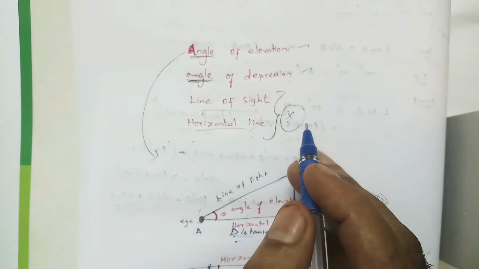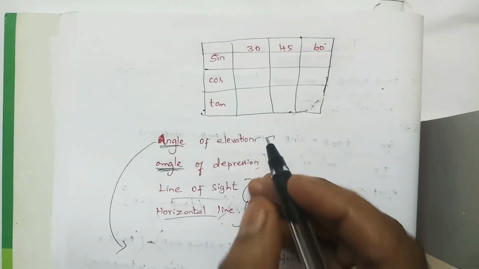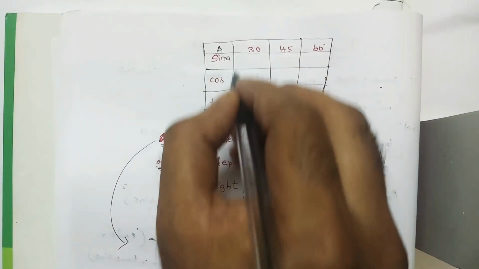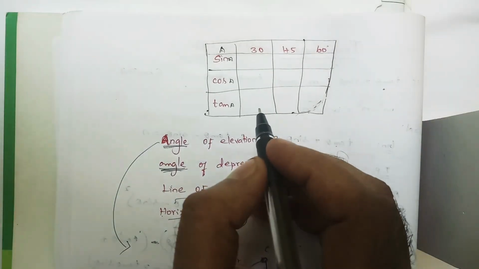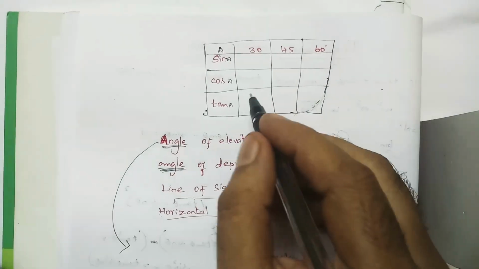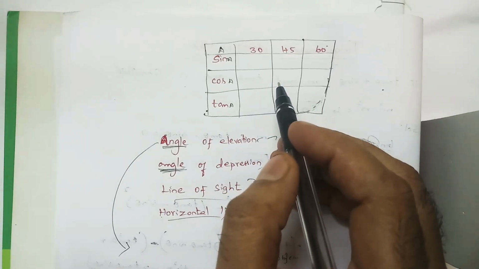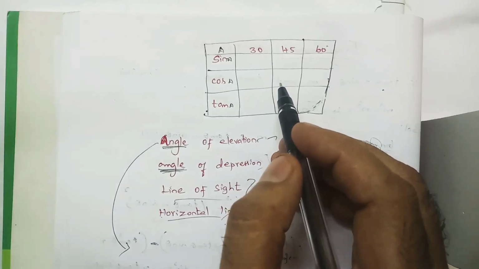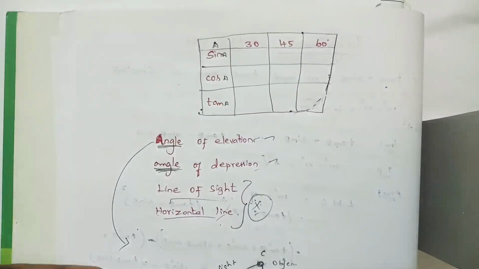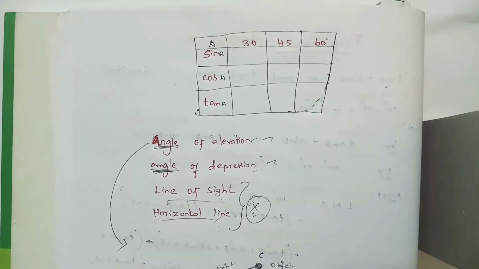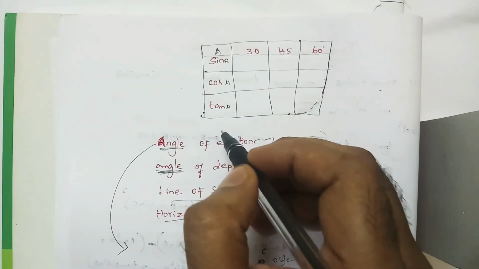And moreover, today your homework is nothing but these 9 values, the trigonometric ratios of some specific angles. Among the 5 specific angles, 0, 30, 45, 60 and 90, you have to study only these 3 values alone: 30, 45 and 60. And we are having 6 trigonometric ratios: sine, cos, tan, cot, sec and cosec.